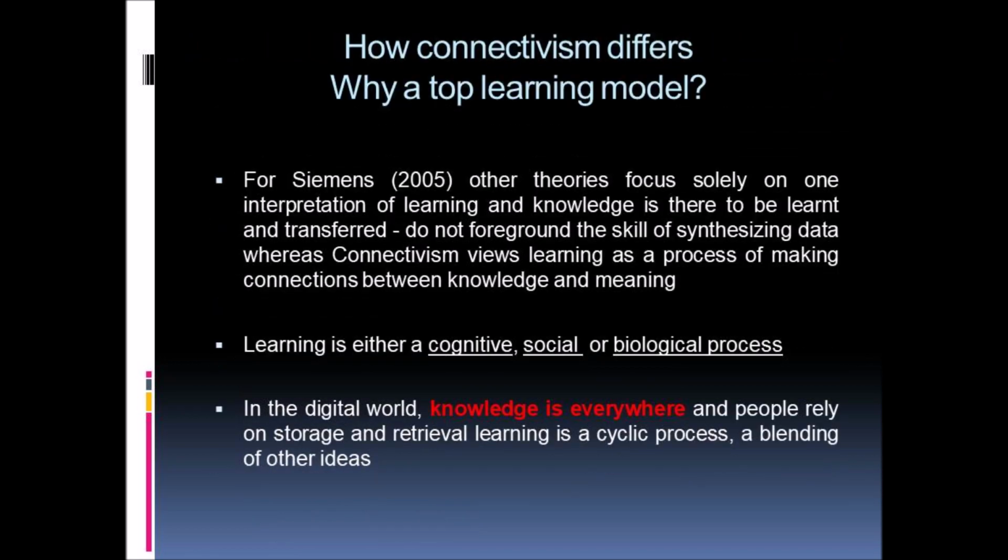After discussing these three basic adult learning theories, the big question that can be posed is how connectivism differs and why is it considered to be a top learning model? Well, for Siemens, these theories focus solely on just a monodimensional interpretation of learning. They see knowledge as a static feature that is there to be learned and just be transmitted. They actually do not emphasize the skill of synthesizing the data. The role of connectivism is to view learning as a process, not just a simple process, but a process of making connections. Learning, therefore, is not only cognitive or not only social or a biological process, but knowledge is everywhere.